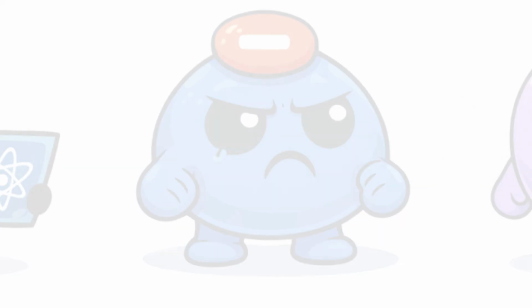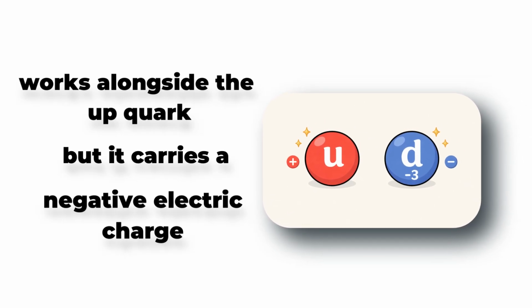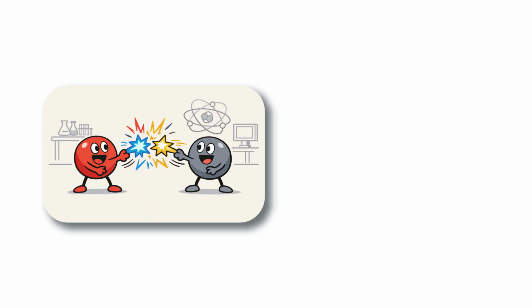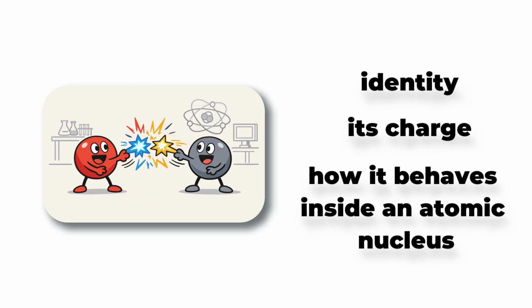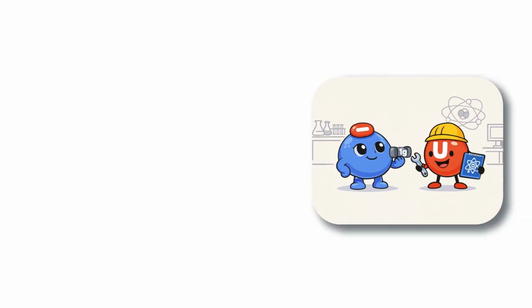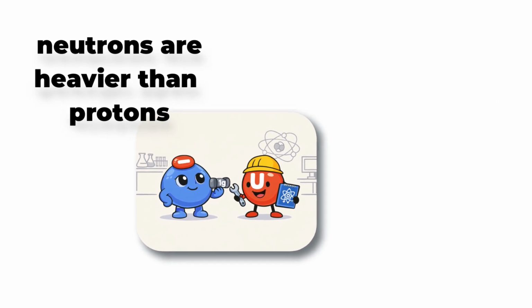Down quark. The down quark works alongside the up quark, but it carries a negative electric charge equal to 1/3 of a proton's charge. Inside a proton, one down quark joins two up quarks. Inside a neutron, two down quarks join one up quark. That single swap is enough to completely change the particle's identity, its charge, and how it behaves inside an atomic nucleus. Down quarks are slightly heavier than up quarks, which is actually part of why neutrons are heavier than protons, and that mass difference has enormous consequences.